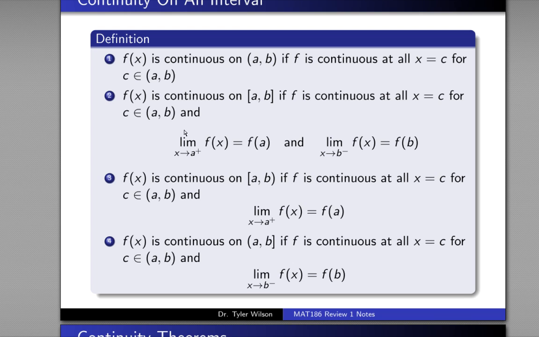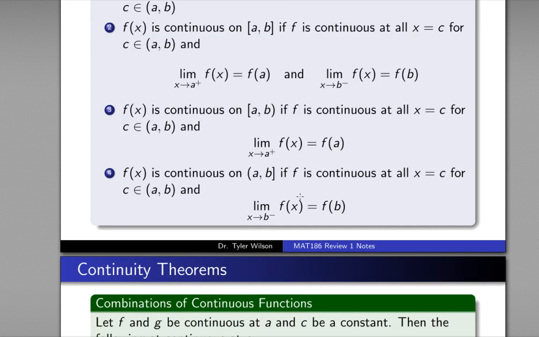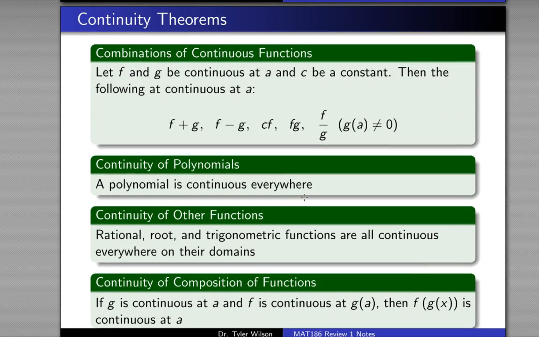On the other hand, if we know that this isn't true, then we have to exclude the point a on our interval. So we know that it's continuous on this interval, but a is not included because this is not happening. Okay, so just some technical points about continuity on an interval. So, some continuity theorems. These are the ones that you're really going to use a lot whenever you're talking about continuity.